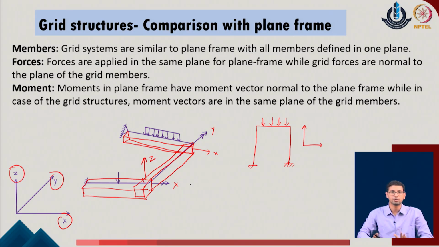So, that may not be considered for frame cases, but when we come to the grid, we consider that the loading is active on the system which is normal to the plane of the members. So, if the members are defined in the xy plane of the system, then the loading is active in the z direction of the given system. This is one of the basic differences: the grid system is similar to the plane frame in that members are defined always in one plane only. When it comes to the forces, forces are applied in the same plane in plane frame systems, whereas in grid systems the forces are normal to the plane of the members. So, if the grid members are in the xy plane, the forces are applied in the z direction.